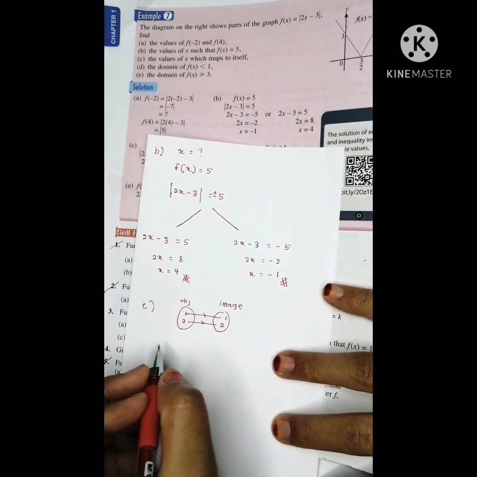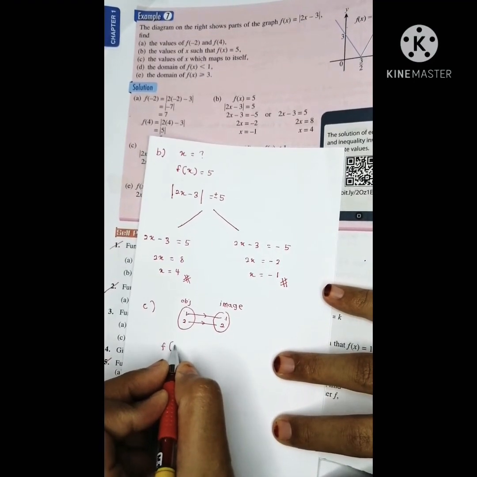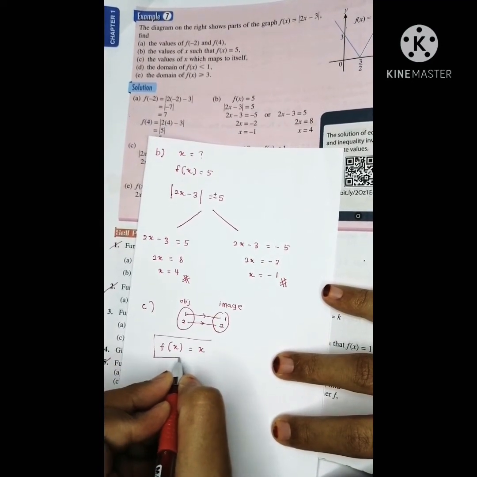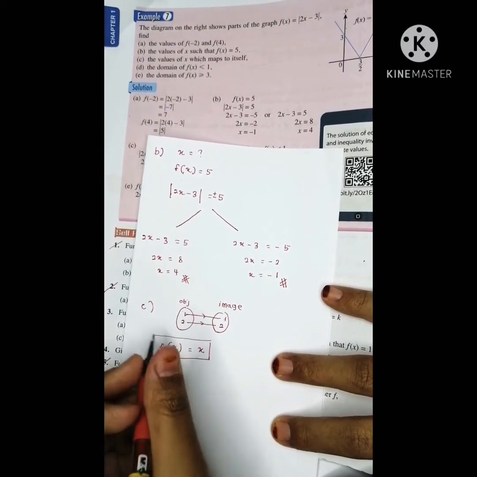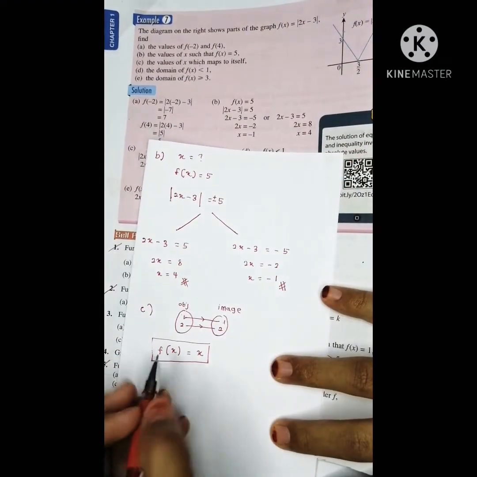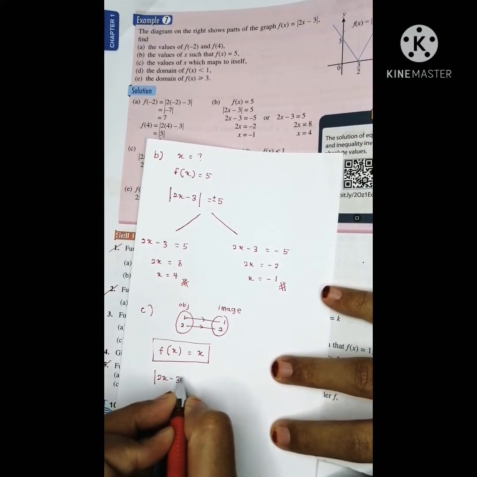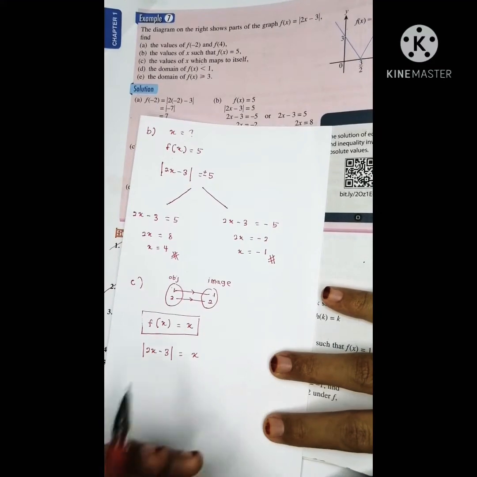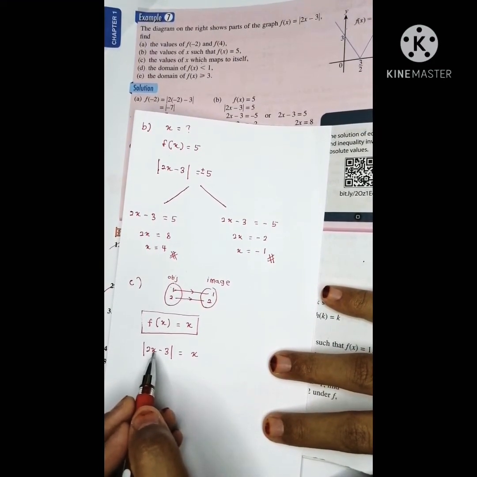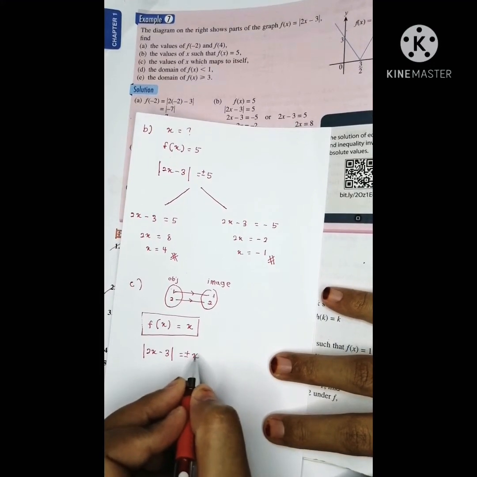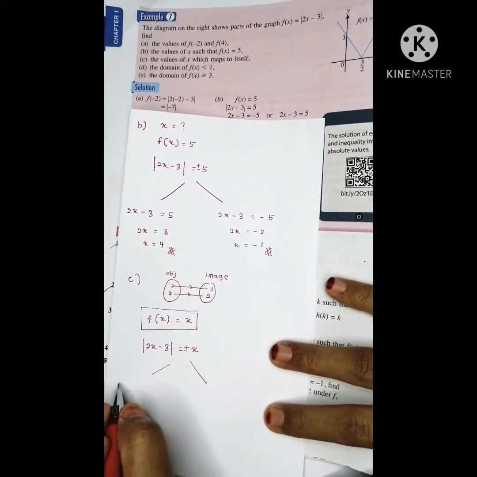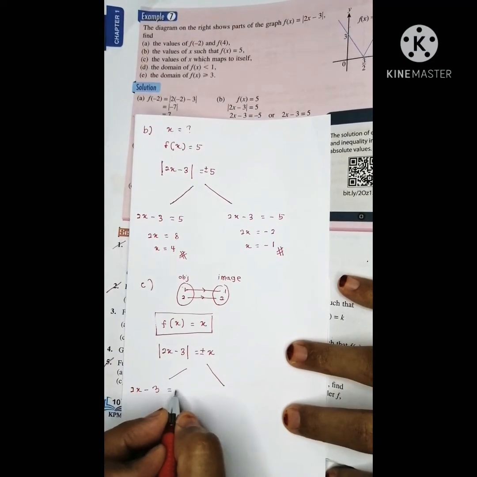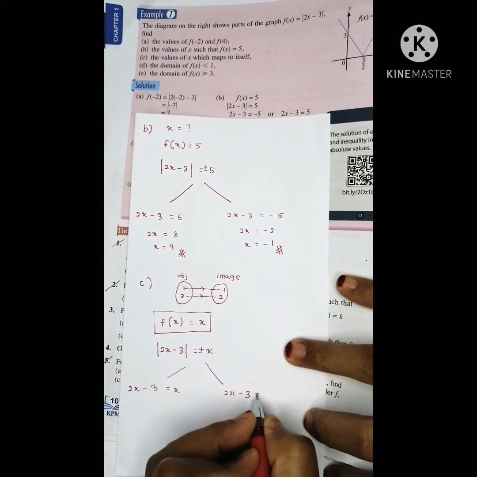Now how do you do it? f of x, which is the image, is equal to the object. This is how you do it for maps to itself. So substitute f of x with the function, modulus 2x minus 3, equal to x. Remember, if inside the modulus there is an unknown x, we need to put plus minus on the other side, so you will get 2 parts. So 2x minus 3 is equal to x, and 2x minus 3 is equal to negative x.